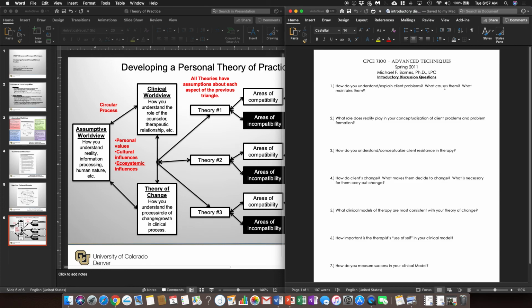So I would challenge you to take a look at, first and foremost, how do you understand problems? What do you believe cause them, and what do you believe maintain them? The second is the role of reality in your conceptualization of client problems. Is it our job to assess these problems from a function-dysfunction perspective, or is it our belief that what's maintaining the problem is this very subjective experience of the worldview?